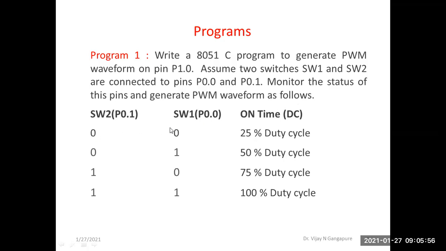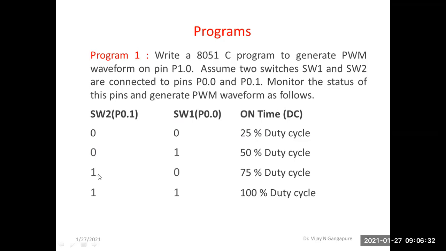If these two switches are closed, 0 0, meaning it will input 0 0 on pin 0 and pin 1 of port 0, then we have to generate a PWM waveform of 25% duty cycle. That is, the on time will be 25% of the total time period. If the switch positions are 0 1, meaning switch 2 is closed and switch 1 is open, then we have to generate 50% duty cycle, which is a perfect square wave.